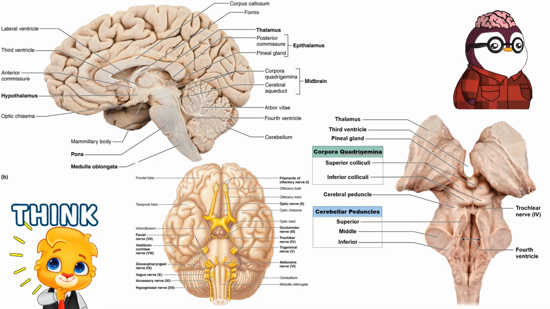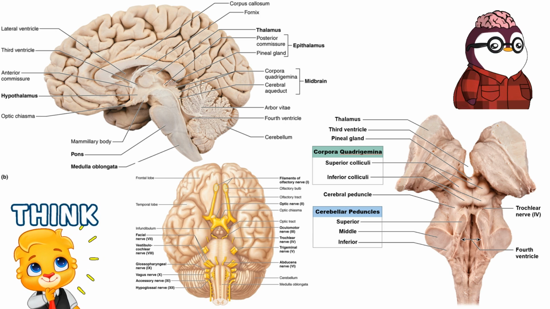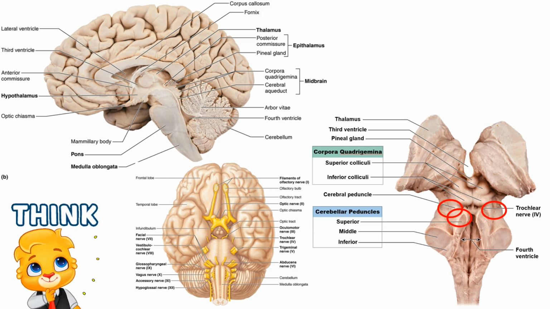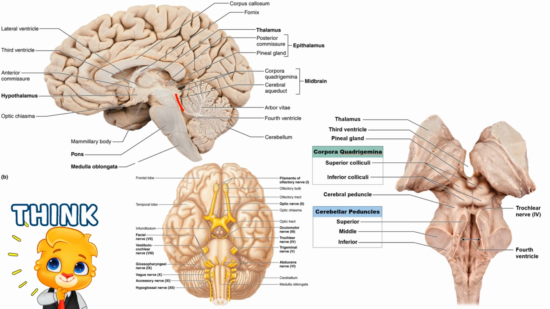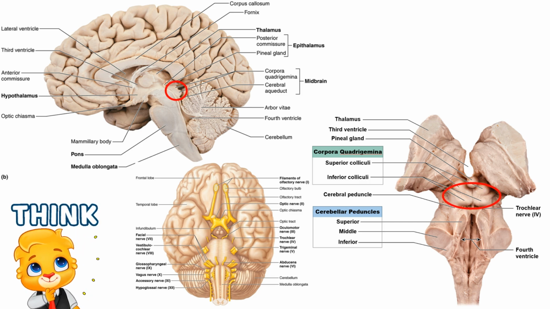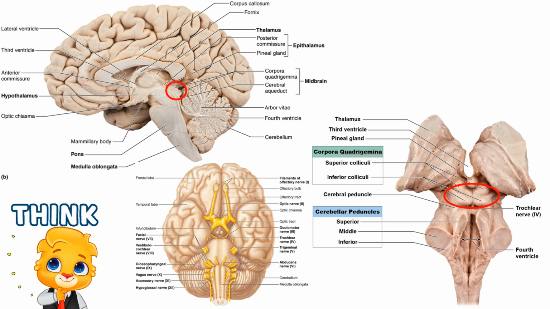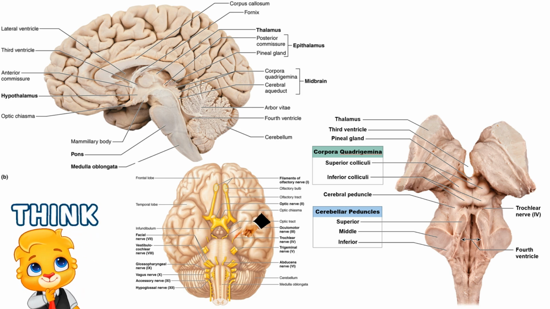Now, let's transition to the brainstem, starting with the superior-most region, the midbrain. On the anterior surface, identify the cerebral peduncles, and internally, the cerebral aqueduct. Turning to the dorsal surface, we find the corpora quadrigemina, consisting of the superior colliculi and the inferior colliculi. Emerging from this region are the oculomotor nerve and the trochlear nerve.